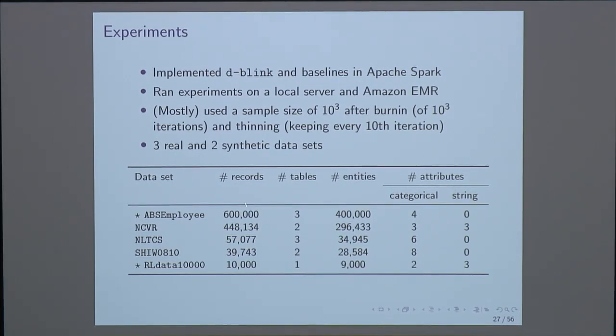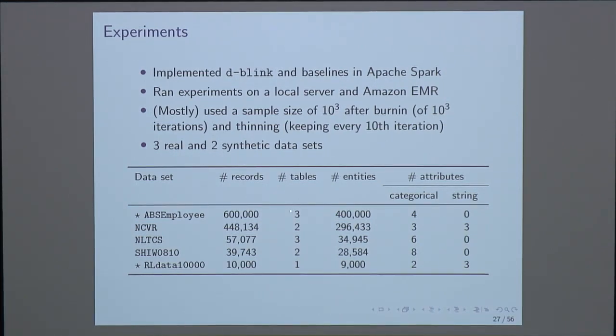Here I'm giving the total number of records, because we have ground truth on some level using something like a social security number. If there's a star, it's a synthetic data set, and otherwise it's a real data set. So we tested on synthetic and real.